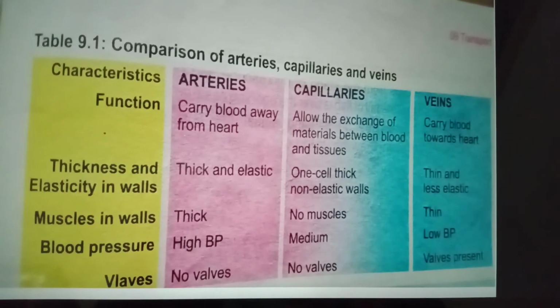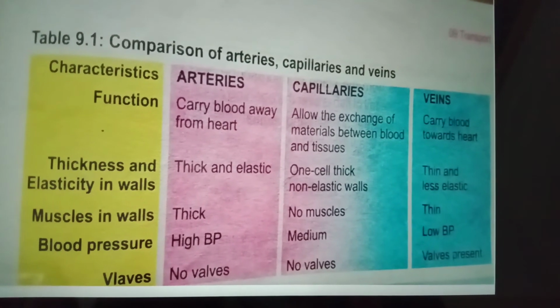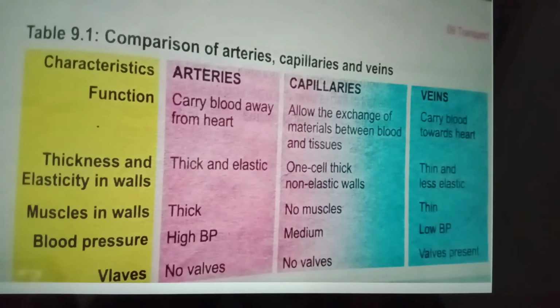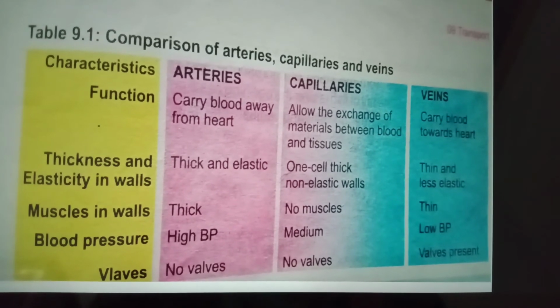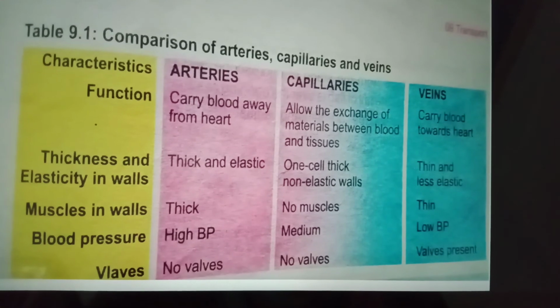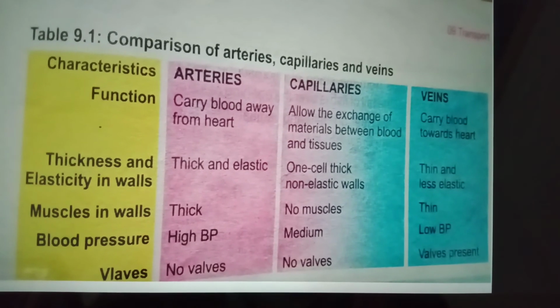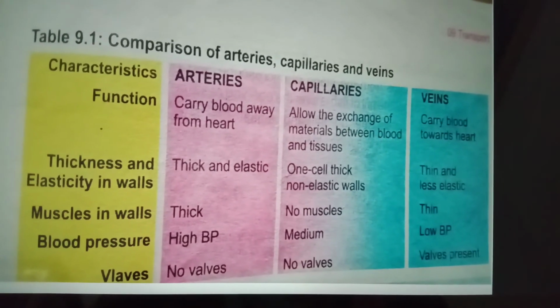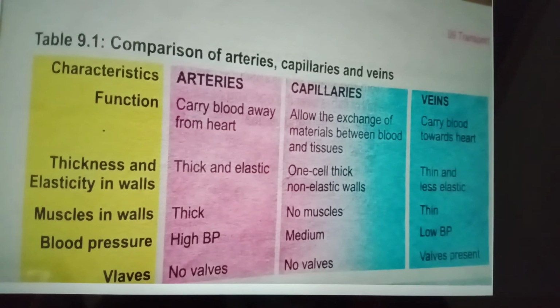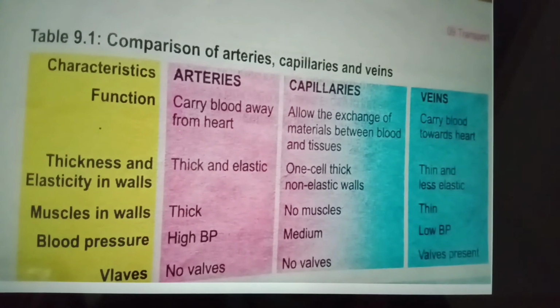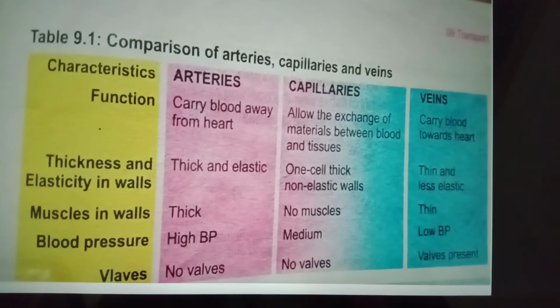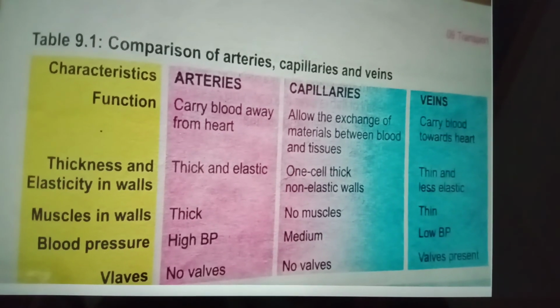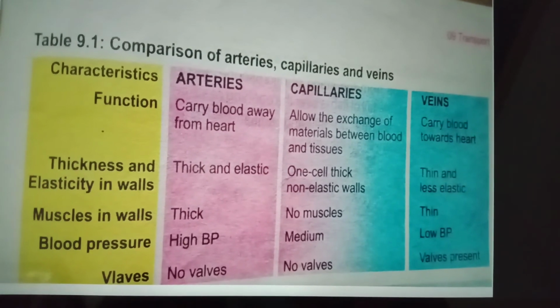Muscles in the walls of arteries are thick. In capillaries, there are no muscles. In veins, they are thin. High blood pressure in arteries, medium blood pressure in capillaries, low blood pressure in veins. Arteries have no valves. Capillaries have no valves, and in veins, valves are present.